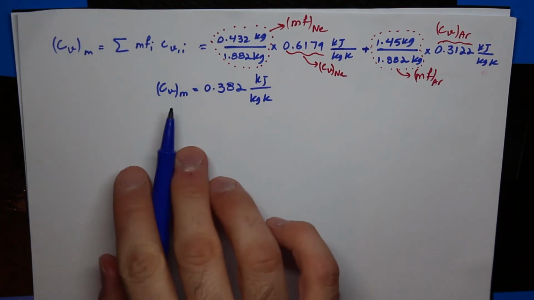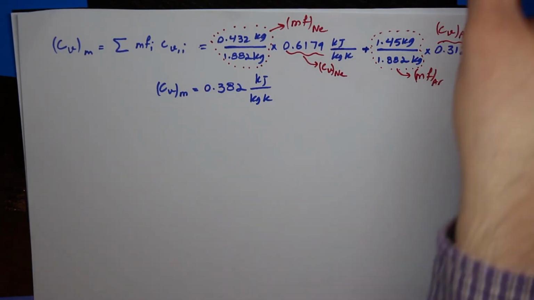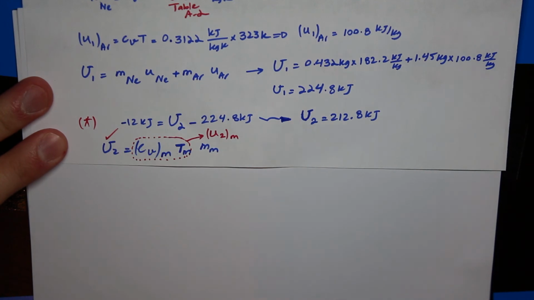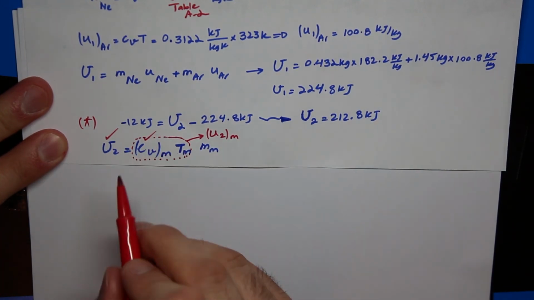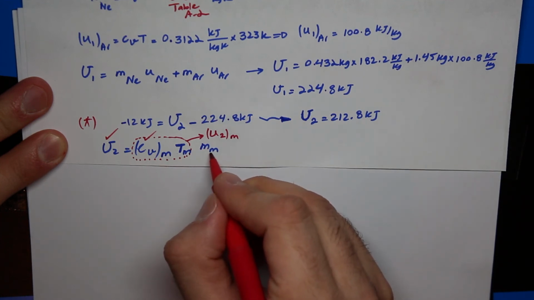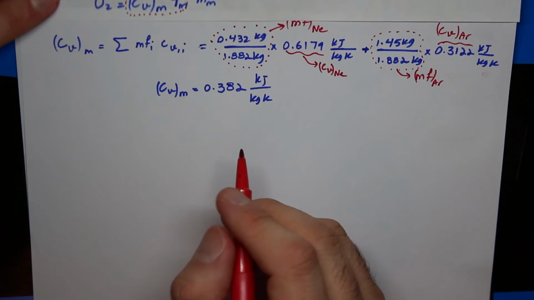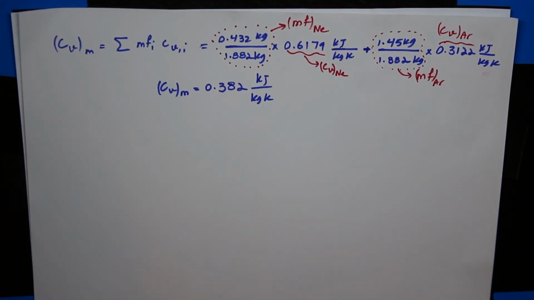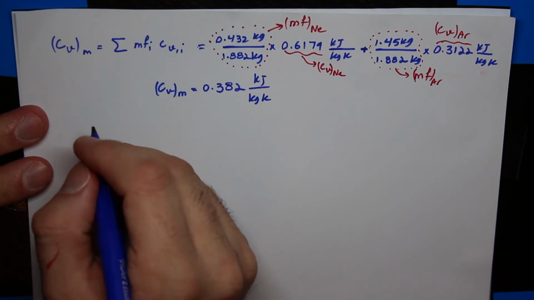Okay, now that I have this CV for the mixture, I can go back to this correlation. So let's say U2 is known, is equal to this much. CV, I just obtained the CV for the mixture. I know the mass of the mixture, which is pretty much what I used here, 1.882. So based on that, I'm able to solve for Tm.